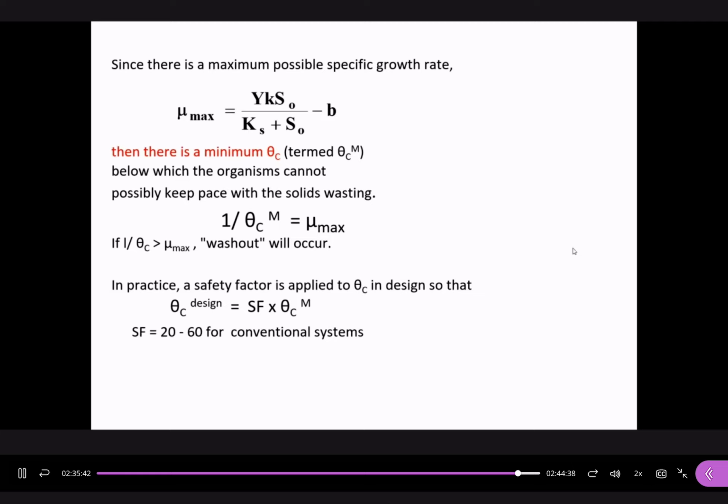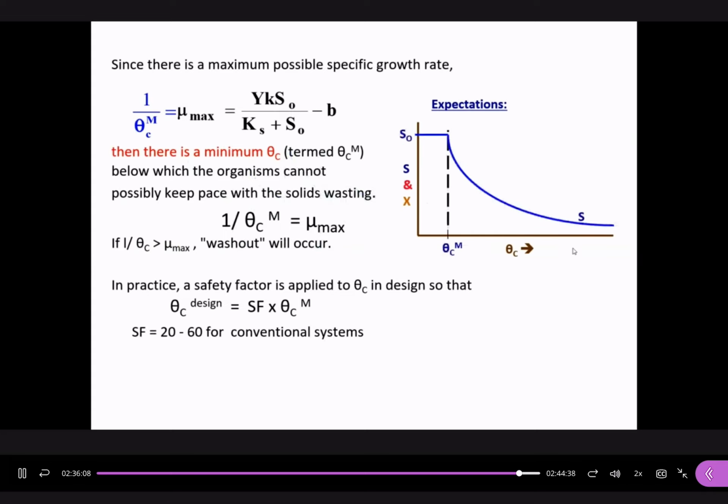The wastewater treatment plant should operate with a theta larger than theta C minimum. Otherwise, what we call washout will happen. What is washout? Washout: the cells cannot grow as fast as the waste. So you waste the cells too much; they cannot grow that fast. That is washout, in simple language. In design, we apply a safety factor. Theta C design is safety factor times theta C minimum, and the safety factor is between 20 and 60.